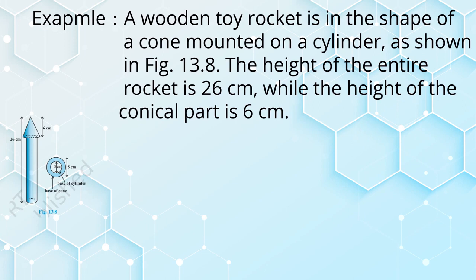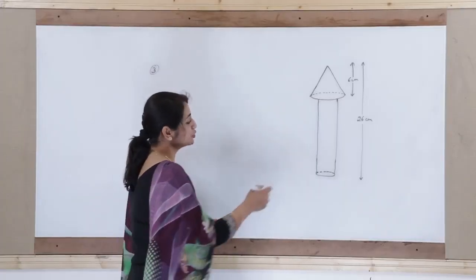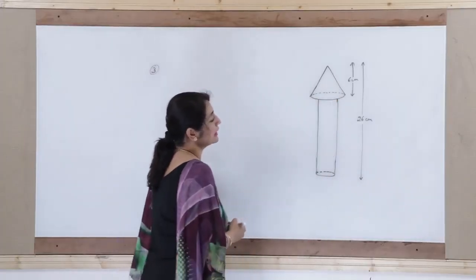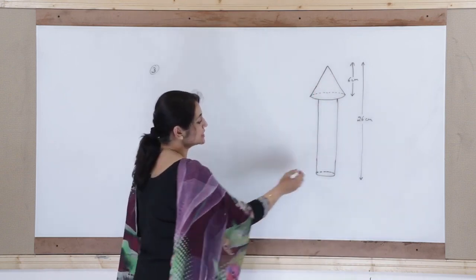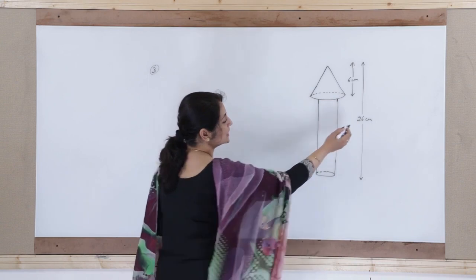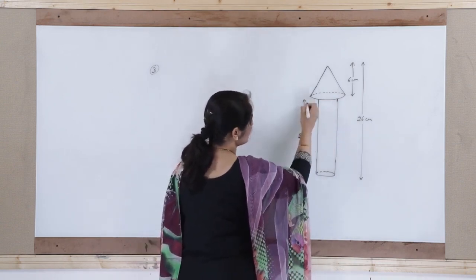So the next example is: a wooden toy rocket is in the shape of a cone mounted on a cylinder, as shown in figure 13.8, like this. A cone mounted on a cylinder. So the total height is 26 centimeters and the height of this conical part is 6 centimeters. So can we calculate the height of this cylindrical part? Yes, 26 minus 6 will be 20 centimeters. So this height is 20 centimeters.